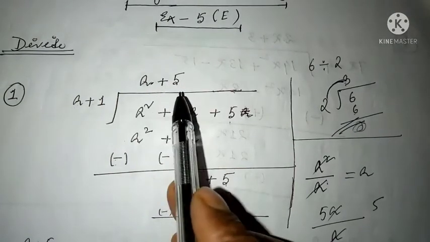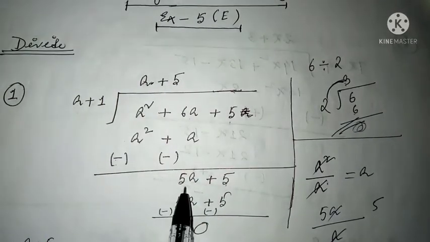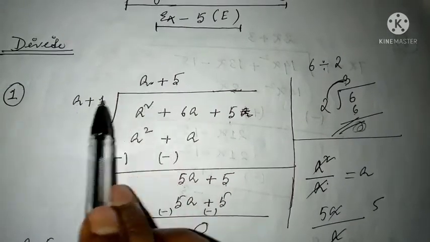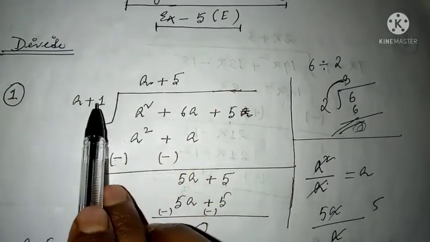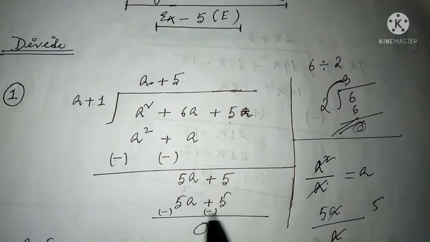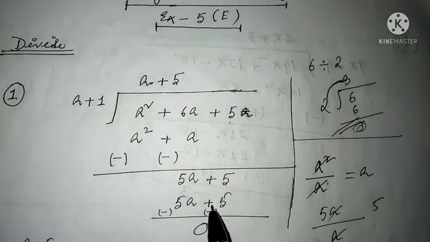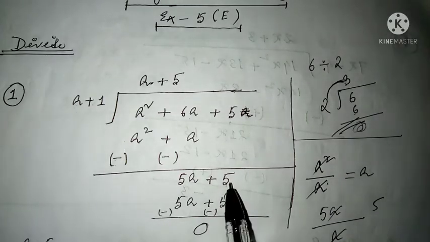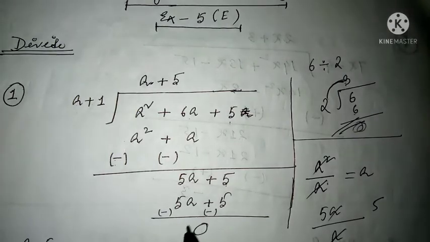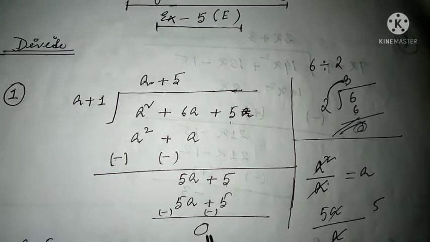Then you multiply 5 into a, that is 5a, and then plus into plus, that is plus 5 into 1, that is 5. Now just as I have said, if it is positive you have to assume it as negative. Now 5a, even though it is positive, we have to assume it as negative, so 5a minus 5a is 0, and it is also plus, but you have to assume it as minus, so 5 minus 5 is 0, so our remainder is 0 here.